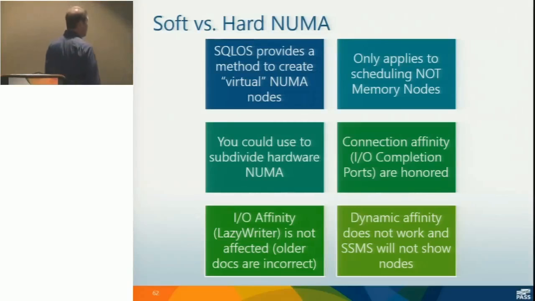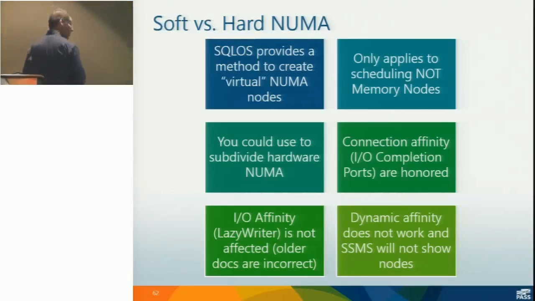You could use it to subdivide hardware NUMA, actually, if you think about it. You could take hardware NUMA nodes and use soft NUMA to divide the CPUs even further, like a sub-NUMA set, if you wanted to. I'll leave it up to you guys to figure out why you would want to do that. Connection affinity, I/O completion ports are honored. So for soft NUMA, we would build 2 I/O completion ports, and you could affinitize if you wanted to. However, I/O affinity for LazyWriter is not honored. In fact, there's something in the documentation in older docs where we mistakenly say that it is. It's easy to see. Set up soft NUMA and go see how many LazyWriters you have. You got 1 of them, not multiple.